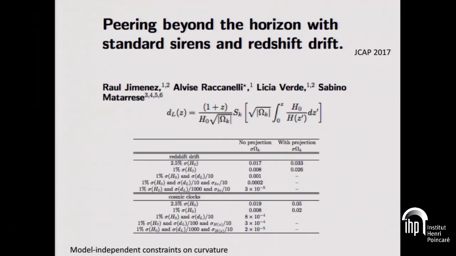Another thing that has now been opened up as a possibility is that you can measure curvature independently of the model. From Planck you have amazing constraints on curvature, but that's a model-dependent statement. It basically assumes lambda CDM and tells you what omega k should be. But using this extremely simple equation, you can use gravitational waves to measure d_L, and the Hubble parameter can be measured from different things, like cosmic clocks. And you can put constraints from very futuristic surveys on curvature of the order of 10 to the minus 5.